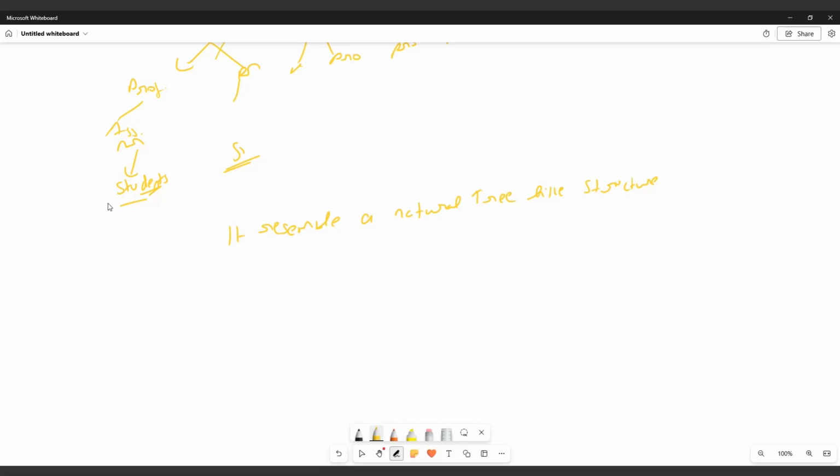Yes, Lavanya, yes, Shakti, all of you are correct. So it resembles a natural tree-like structure. That's why we call it a tree data structure. Class, now there are multiple types of trees. We are going to discuss all the trees one by one, as we are moving ahead in this session.